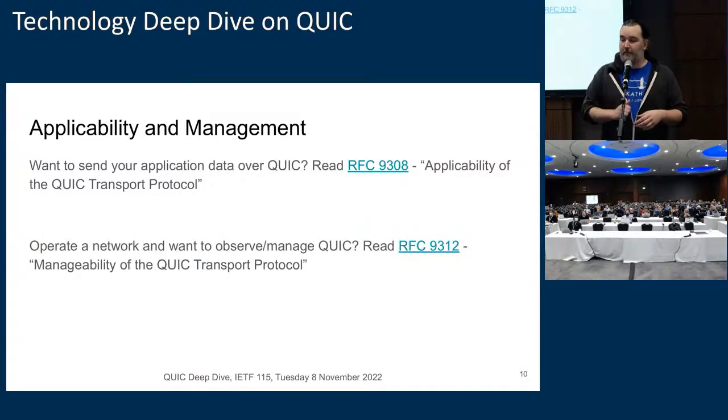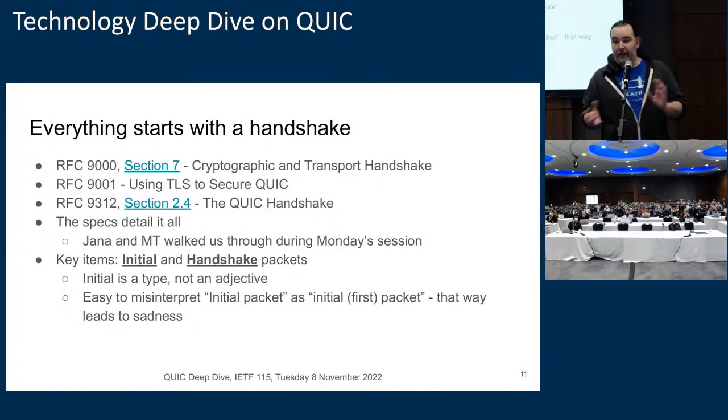So next slide, please. Again, let's go back. Everything starts with a handshake. There's all the places where handshake is mentioned. It's everywhere. It's great. This is already covered, I hope. But the key items I want to focus on today are these two packet types that we have, initial and handshake. These are the things you'll probably see in the first 5 lines of any packet capture that you take. The initial is not an adjective, it is a type.